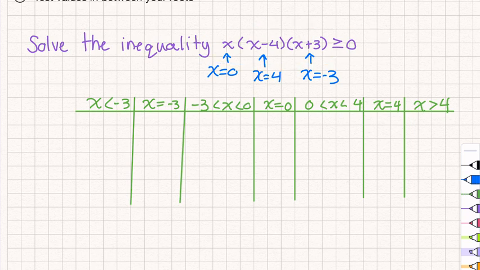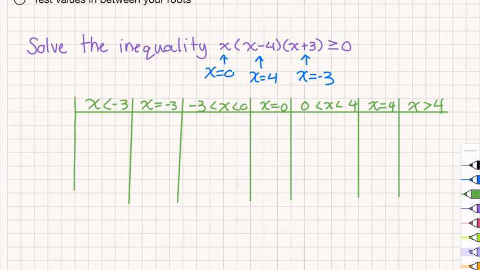So when we make this chart, we're also going to include all of our equation. So we have x multiplied by x minus 4 multiplied by x plus 3, and we're going to see what that equals. So imagine a number less than negative 3, say negative 4. If I sub in negative 4 for x, what do I get? I get negative 4, which is a negative number.